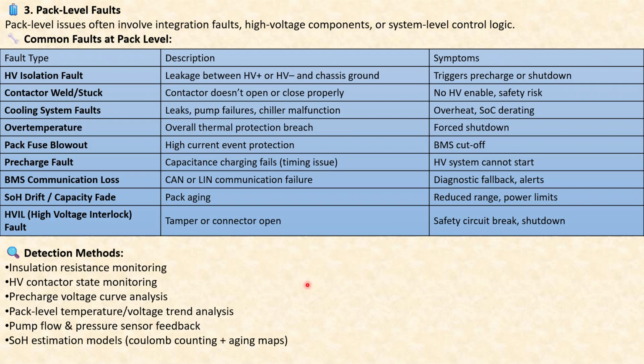Now, talking about pack level faults, these are the various types of pack level faults: HV isolation fault, contactor weld or stuck, cooling system faults, over temperature, pack fuse blowout, pre-charge fault, and BMS communication loss. Now this is very important. Battery management system communication loss can be a very detrimental fault in a pack. Then state of health drift, capacity fading, and high voltage interlock fault. So these are the various types of faults that are prevalent at the pack level.